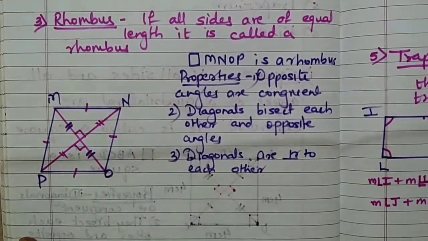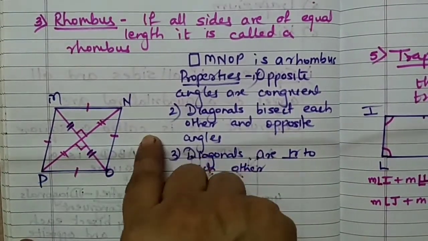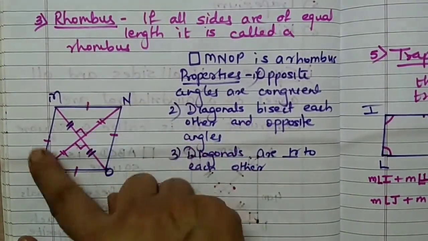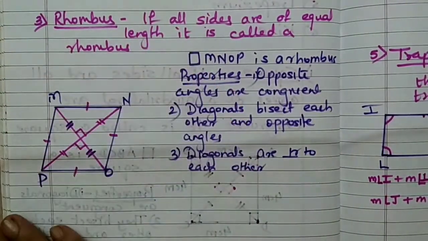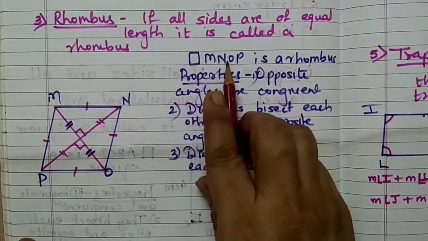But can a rhombus be a square? Not necessarily, because angles are not congruent. In a rhombus, all the angles are not congruent to each other, but sides are congruent. So a rhombus cannot be a square, but a square can be a rhombus. Now quadrilateral MNOP is a rhombus.